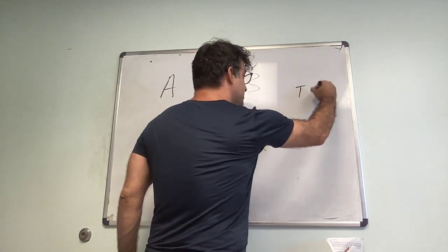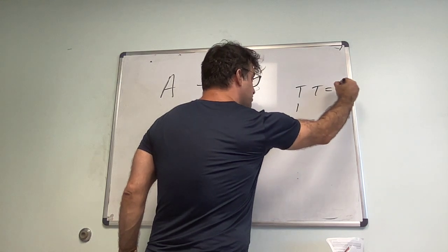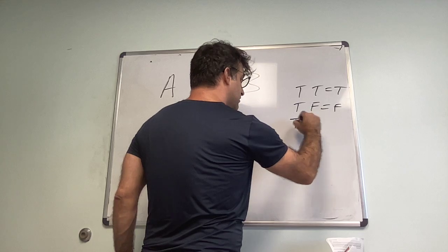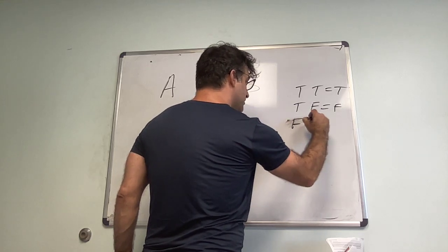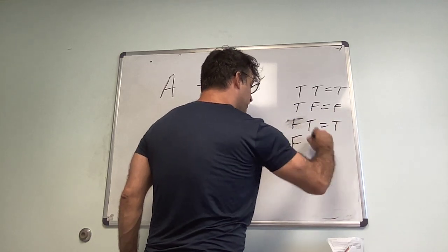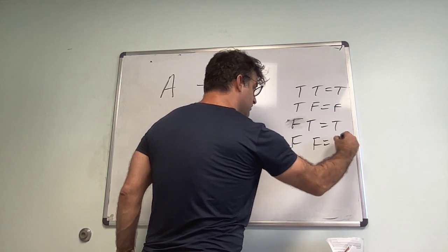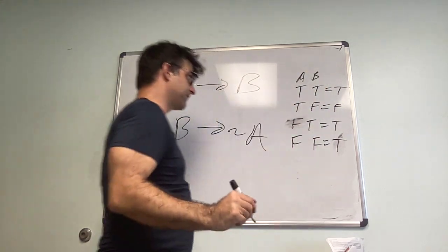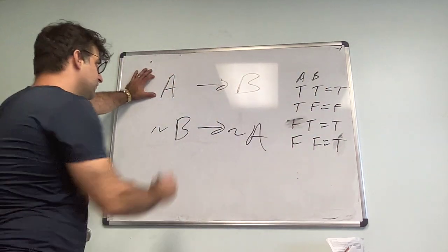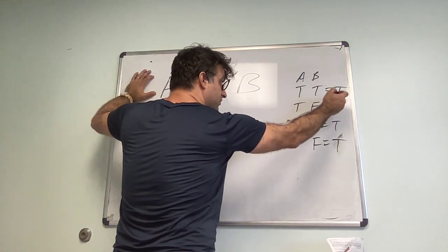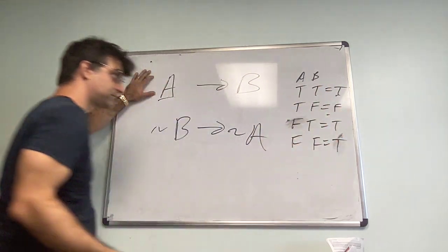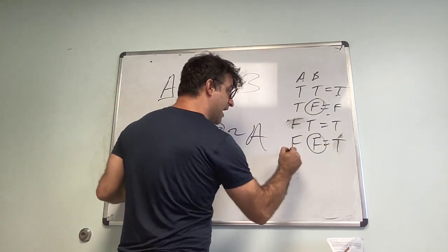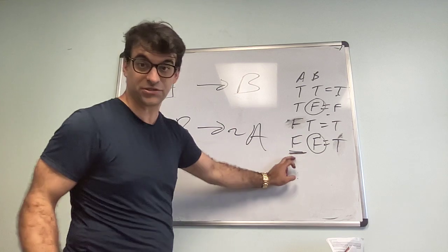Our chart is: true and true equals true. True and false equals false. False, true equals true. False and false equals false. I keep doing that. False and false equals true. Right? If A is true, B has to be true. Otherwise the whole statement's false. So if B is false, A must also be false for the statement to be true.